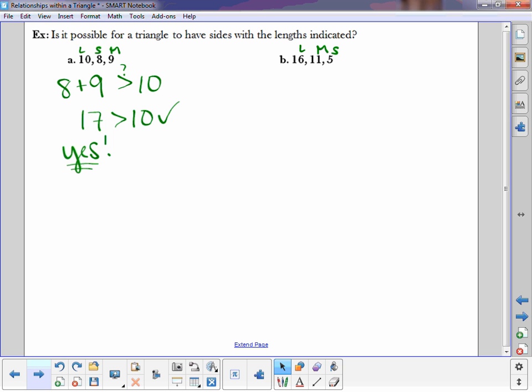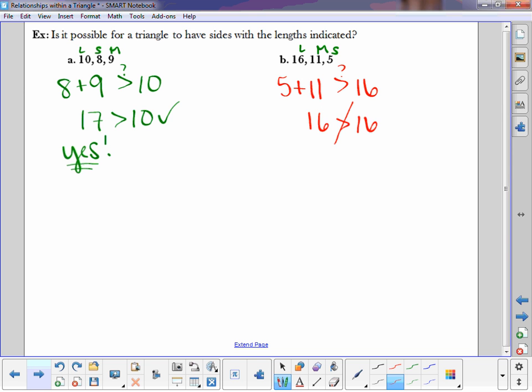Alright, so let's check B. I have my small plus my medium. Is this bigger than my large? What's 5 plus 11? 16. Is 16 bigger than 16? No! Okay, so just draw that line through the inequality to indicate it is not. Alright, questions on that? Still not too bad, right?